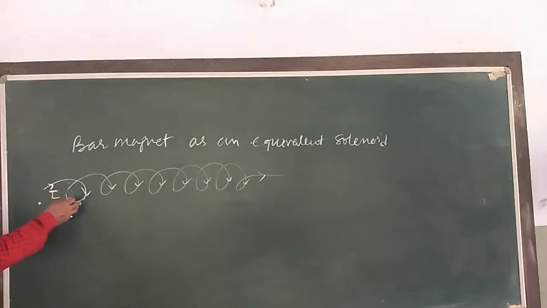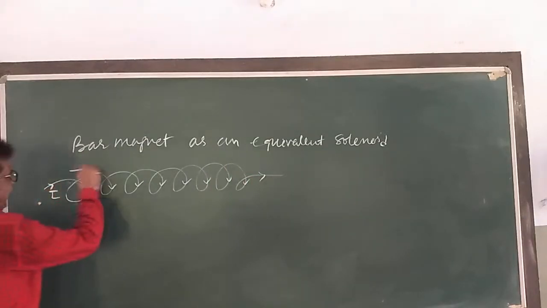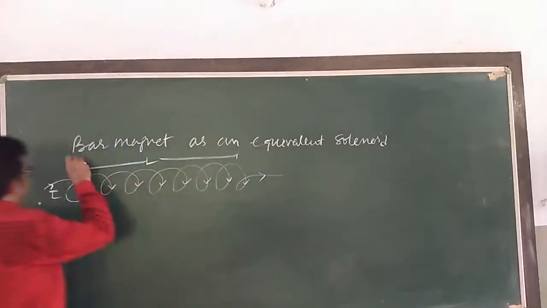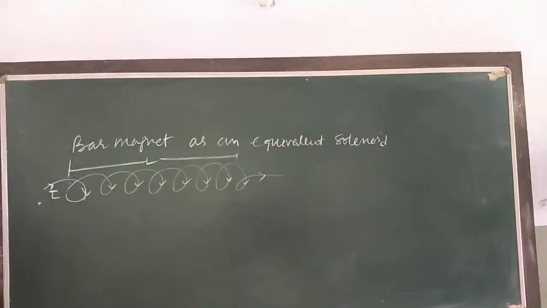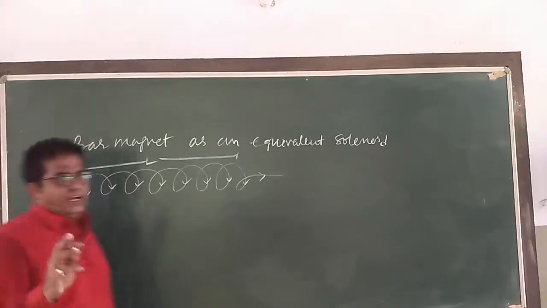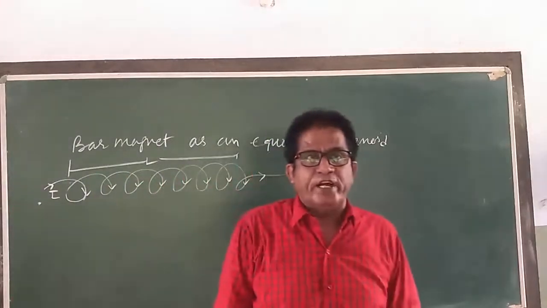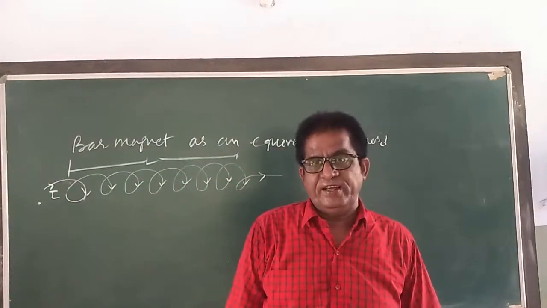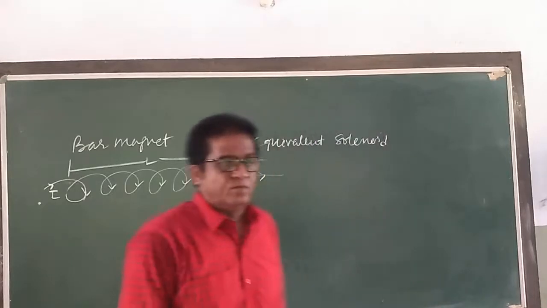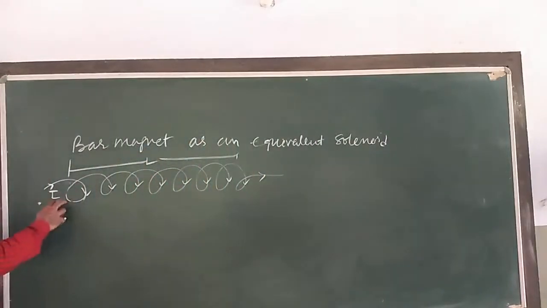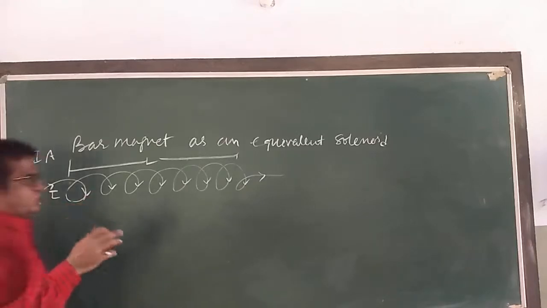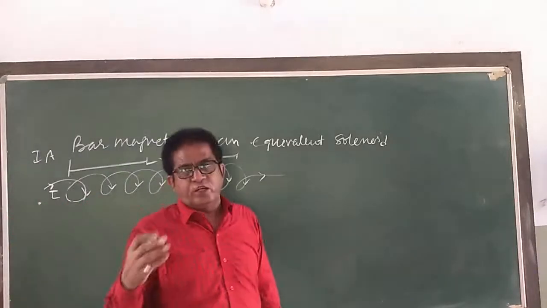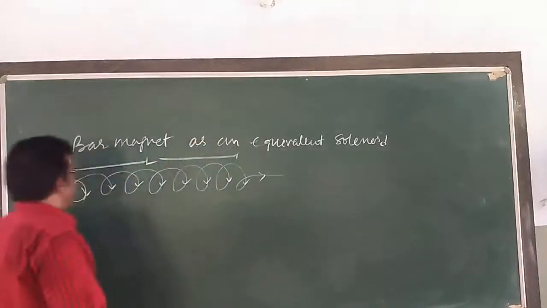The length of the solenoid is L. Each turn behaves as a small magnetic dipole, having a magnetic dipole moment for each turn, that we have just seen, that is I into A. N is the number of turns. So each turn has a dipole moment I into A. The number of dipoles is equal to the number of turns in a solenoid. How many turns are there here?